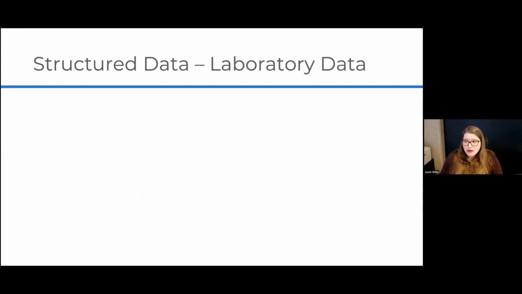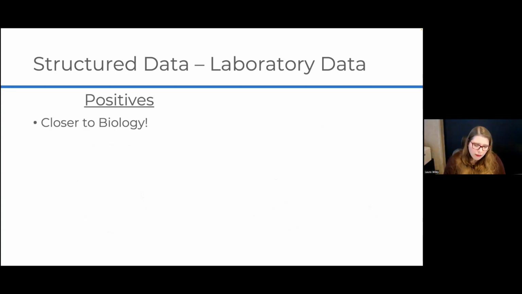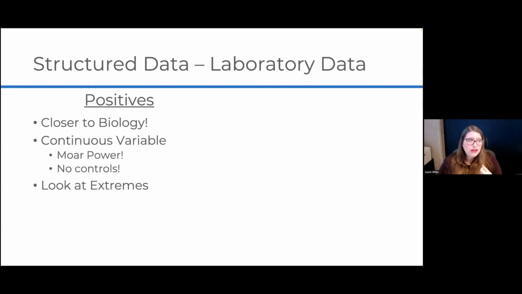Another common data type that we use is laboratory data. These are structured data. There's a lot of positives working with lab data. It's closer to the biology. So if you're one of the more biomedical folks, it may be very useful. They often can be continuous variables, which means from a statistical perspective, we're going to have more power. There's no controls that we have to deal with. It also opens up some interesting analytic designs where you can look at the extremes and actually use that to drive innovation and really understand sort of what happens at these physiologically rare but possible edges.